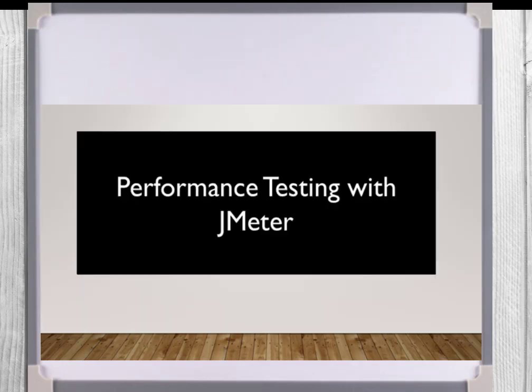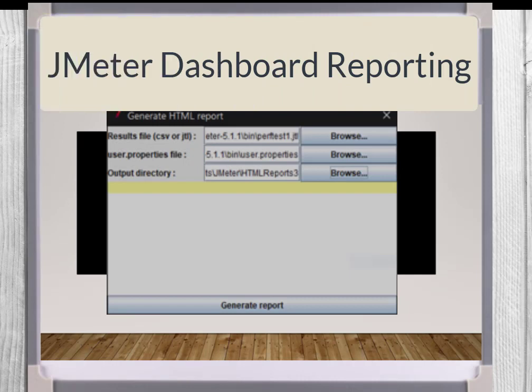JMeter now supports a set of reports through an IDE menu option called Dashboard Reporting. Under the Tools pull-down menu in the IDE, you will find an option labeled Generate HTML Report. This option displays a pop-up window. The window requires the following entries.